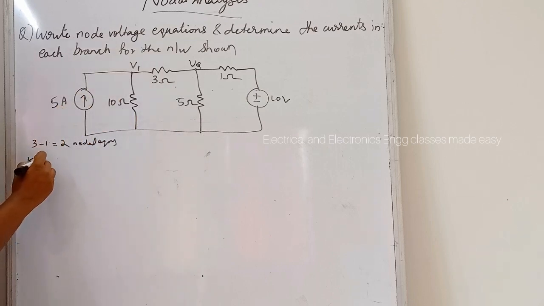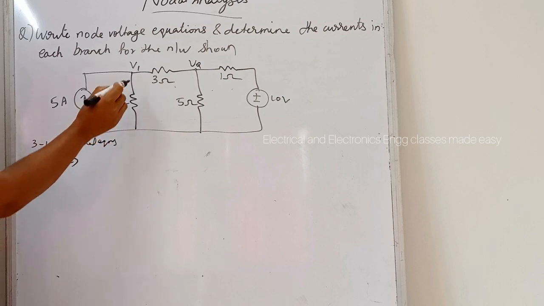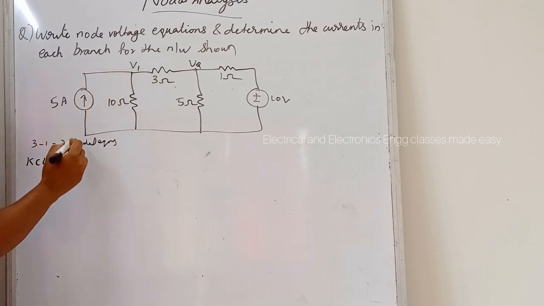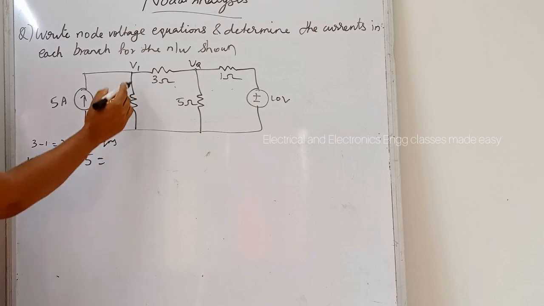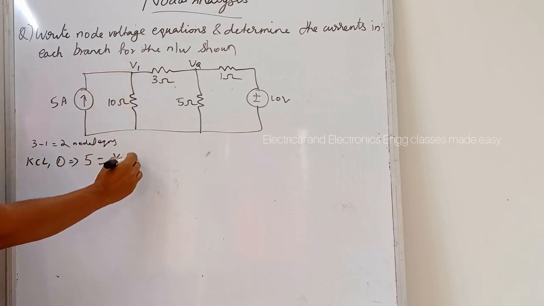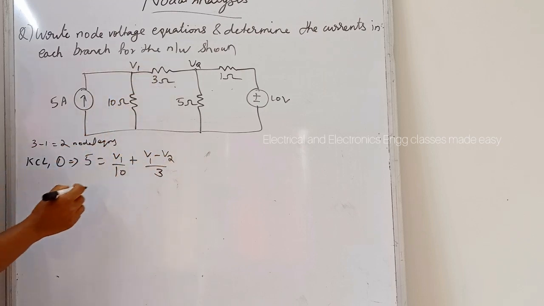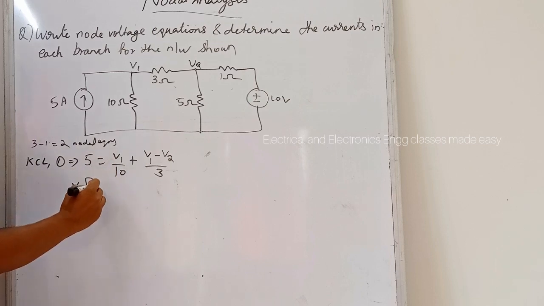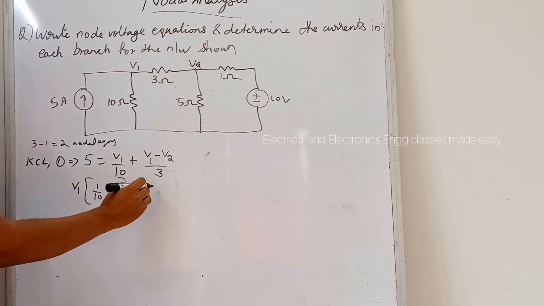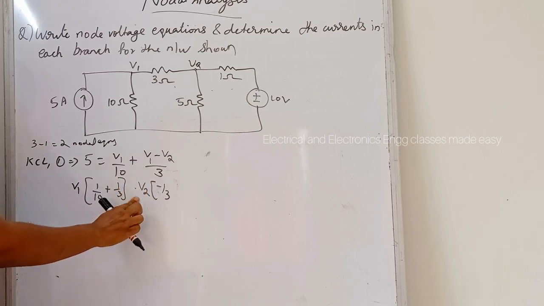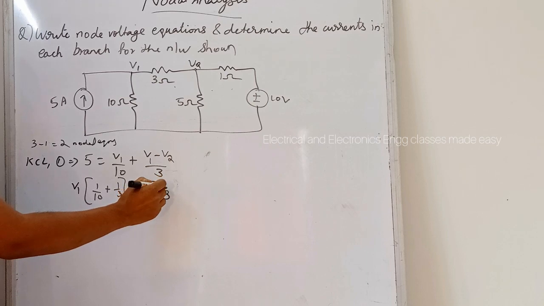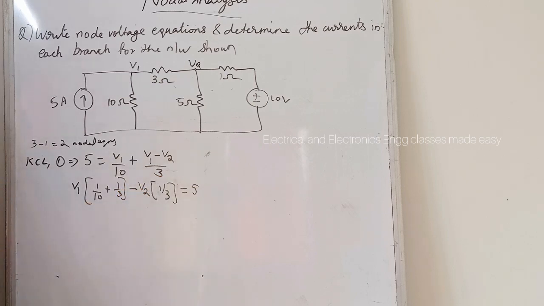Applying KCL at node 1, we will get 5 ampere, that is 5 is equal to V1 divided by 10 plus V1 minus V2 divided by 3. That is, V1 into (1 by 10 plus 1 by 3) plus V2 into minus 1 by 3, or minus V2 into 1 by 3, is equal to 5. So this is the first equation.